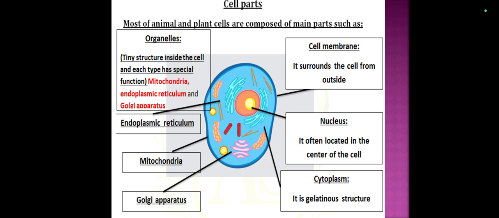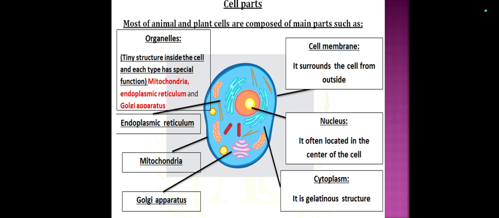Cell parts. Let's study the structure of the cell. First, we have four main structures: the cell membrane, the nucleus, cytoplasm, and organelles. We start with the cell membrane. What's the cell membrane? It's the membrane that surrounds the cell from outside. And what about the nucleus? It's often located in the center of the cell, but pay attention that not all the cells of the animal contain a nucleus. Most of them do, but not all.